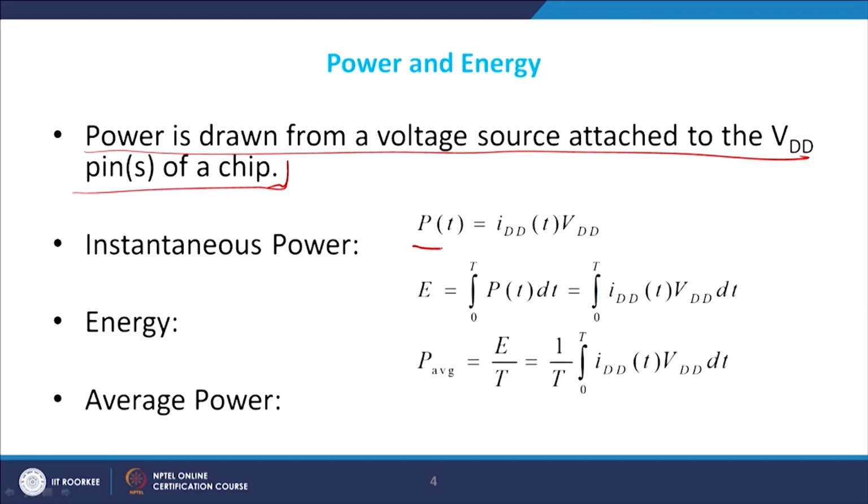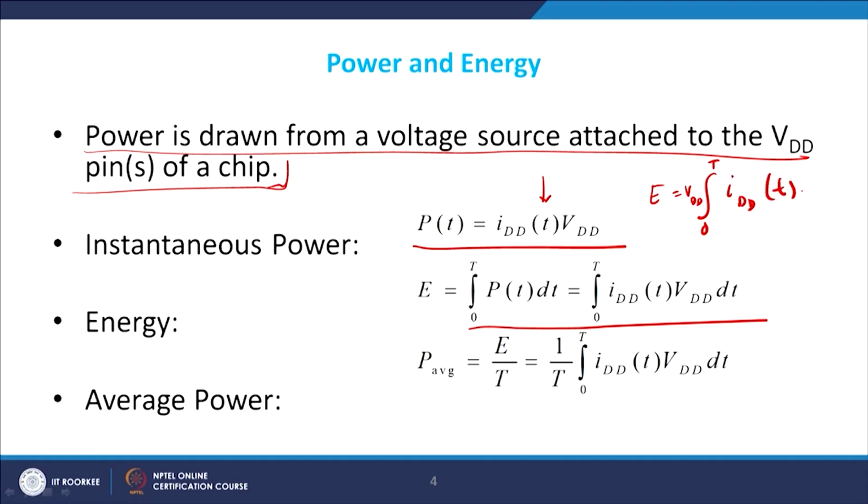We have just now discussed that the instantaneous power P(t) is equal to I(t) into VDD, right. VDD is a DC bias, so it will not be a function of time t, right. We define energy therefore as the integral from 0 to T of P(t) dt, and therefore I can safely write P(t) dt as IDD(t) VDD dt, right. Since VDD is constant, you can bring it outside, and therefore I can write energy as equal to VDD times the integral from 0 to T of IDD(t) dt, right. Now, since current is a function of time t, you will always have energy integrated from 0 to capital T, where capital T is the time period across which you are measuring the energy.